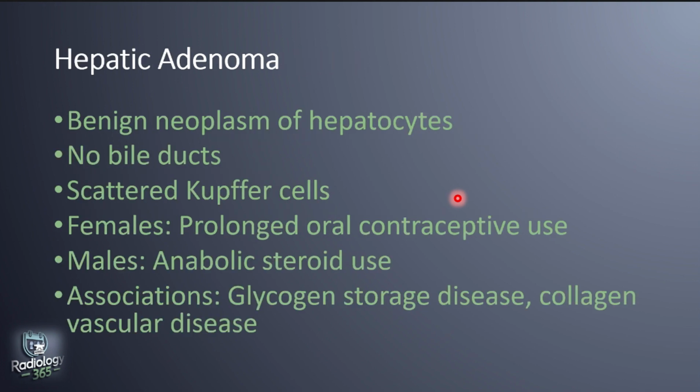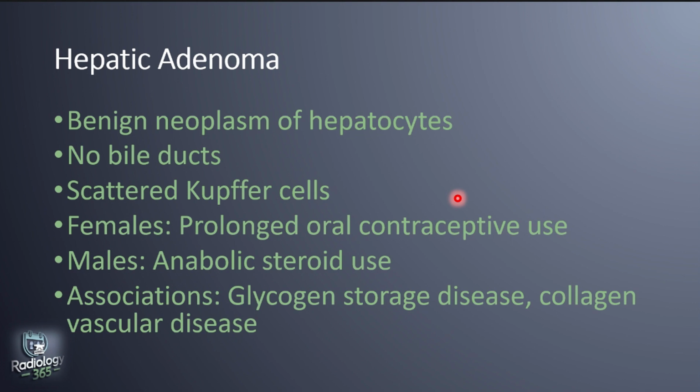Now to hepatic adenoma. Hepatic adenoma is a benign hepatic neoplasm containing hepatocytes, scattered Kupffer cells, and no bile ducts. The absence of bile ducts makes a nuclear medicine HIDA scan a useful test to distinguish between FNH, which contains bile ducts and will be positive on HIDA, versus a hepatic adenoma, which does not contain bile ducts and will show a paucity of uptake on HIDA.